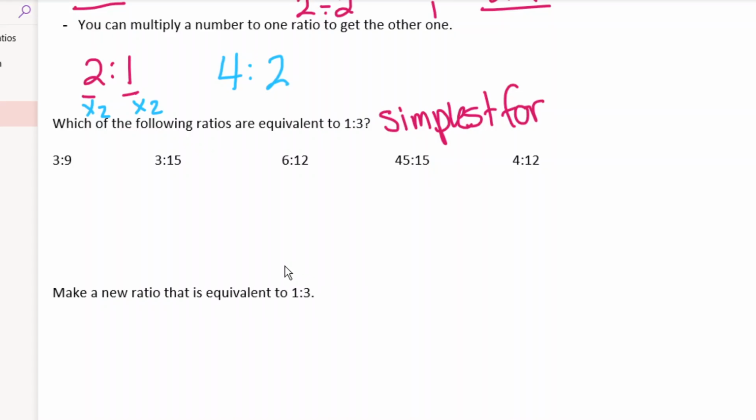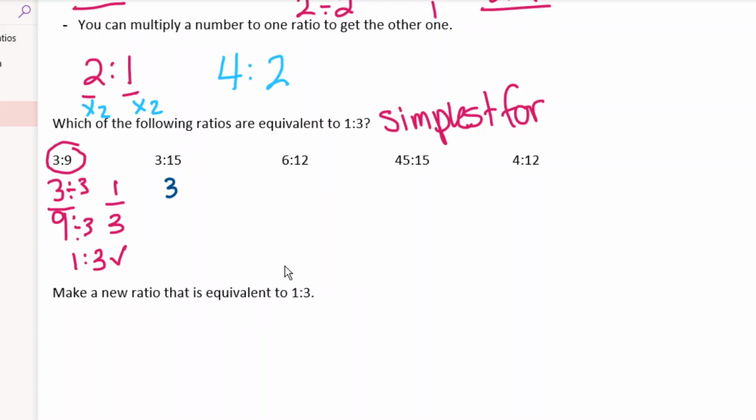Let's start with 3-to-9. We're going to write that as a fraction and ask ourselves, is there a number that goes into 3 and also into 9? There is. It's 3. So we divide the top and the bottom both by 3, and we get 1/3, which is equal to 1-to-3, which is what we wanted. Beautiful. So this one is equivalent to 1-to-3. I'm going to switch colors here, so that's a little bit easier to see.